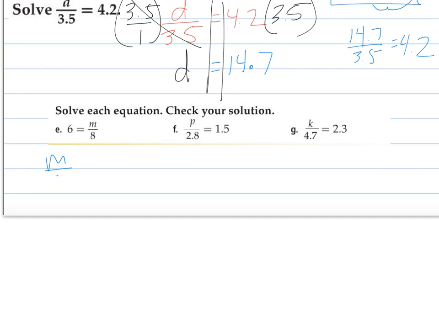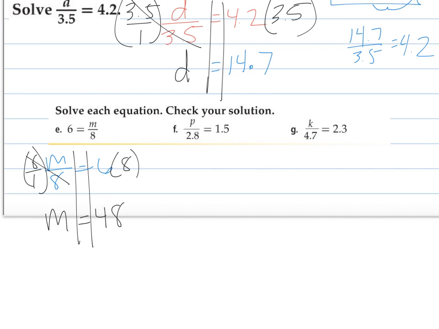What number divided by 8 is equal to 6? I'm going to multiply by 8 on both sides. So I have m is equal to 48. Plug it in and check. 48 divided by 8 is equal to 6. And it's true, so my solution is correct.